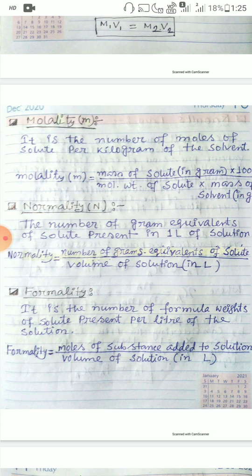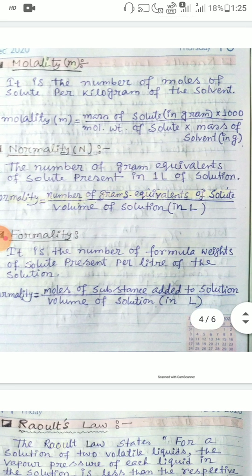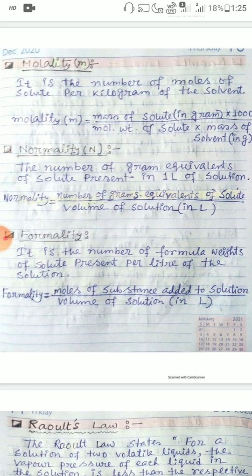Another is formality. It is the number of formula weights of solute present per liter of the solution. Formality, it is the number of formula weights of solute present per liter of the solution. So formality is equal to number of moles of substance added to the solution divided by volume of solution in liter.